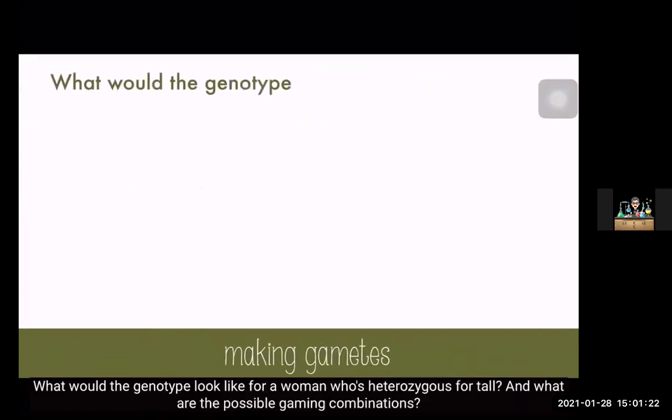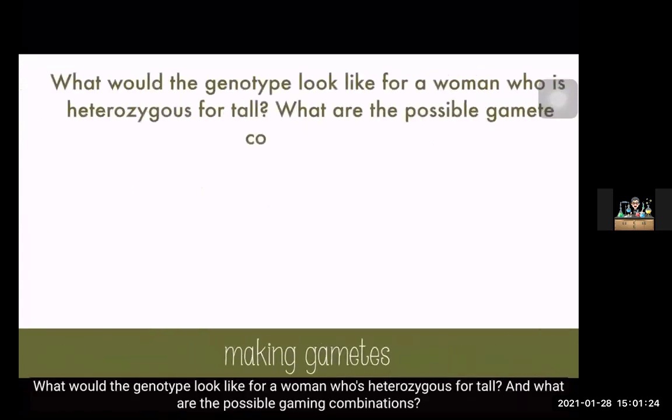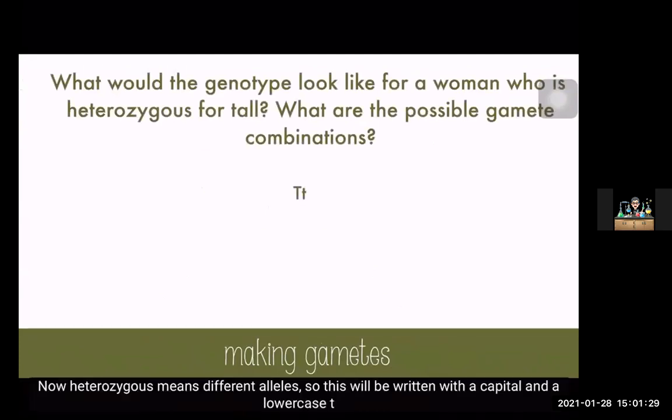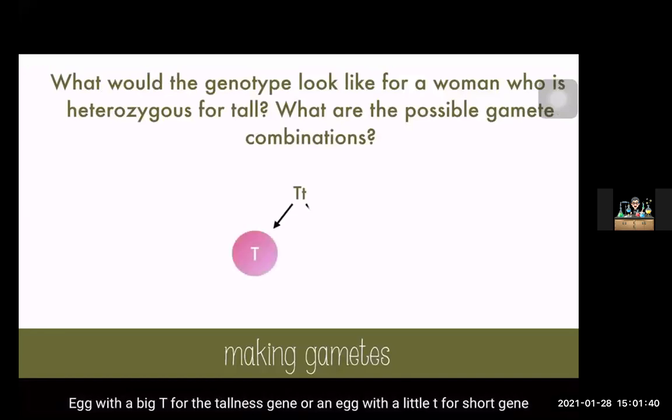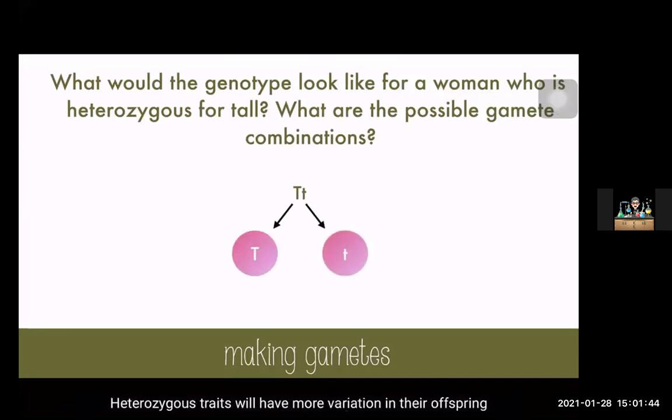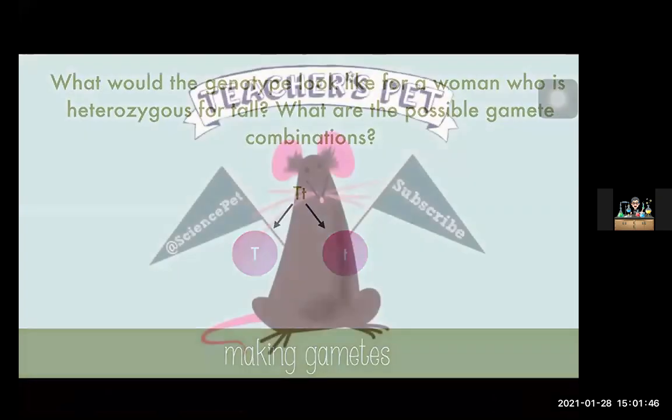But let's try another case. What would the genotype look like for a woman who's heterozygous for tall? And what are the possible gamete combinations? Now, heterozygous means different alleles, so this will be written with a capital and a lowercase t. This also means that there are 2 possible gamete combinations, an egg with a big T for the tallness gene, or an egg with a little t for a short gene. Heterozygous traits will have more variation in their offspring.